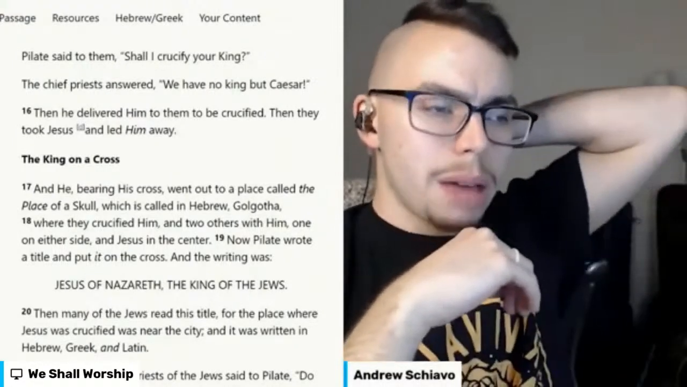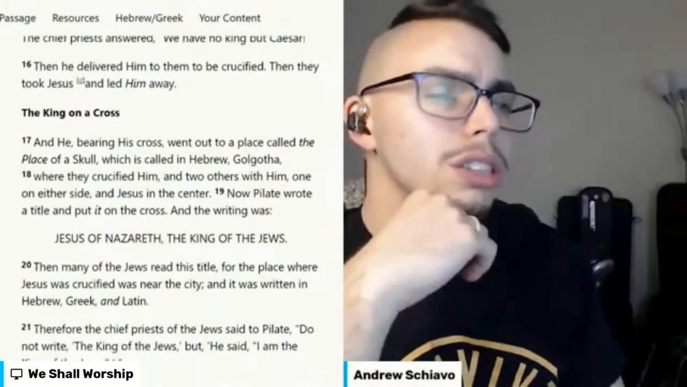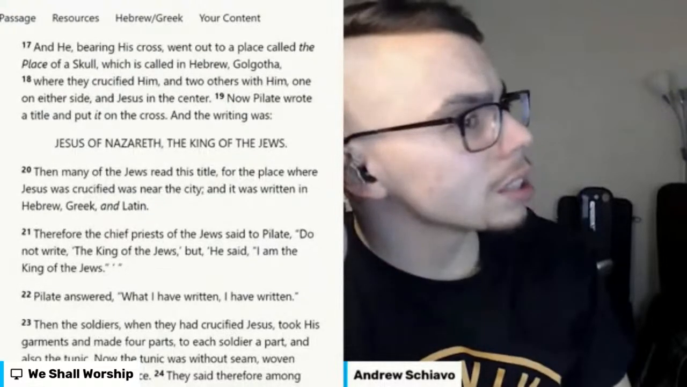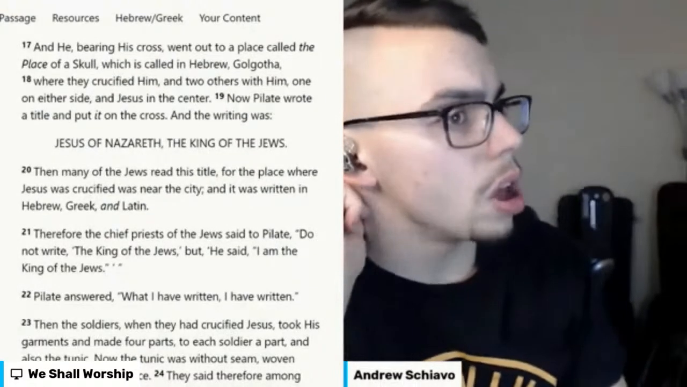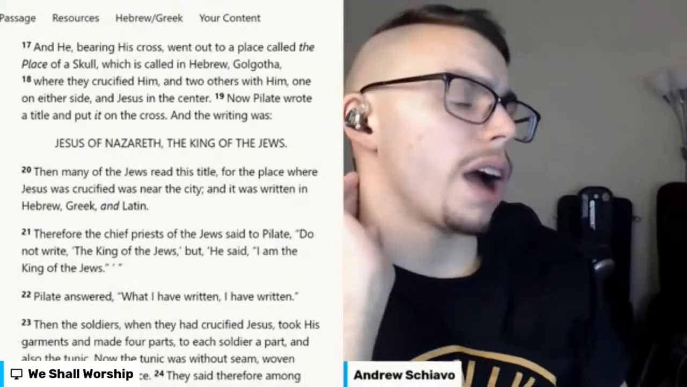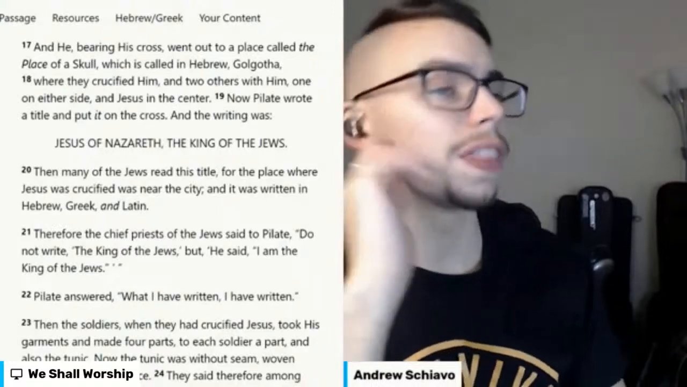They delivered him to them to be crucified. Then they took Jesus and led him away. Don't do it, Jesus. And he, bearing his cross, went out to a place called the place of the skull, which is called in Hebrew Golgotha, where they crucified him and two others with him, one on either side and Jesus in the center.